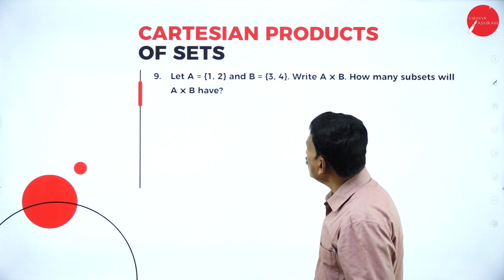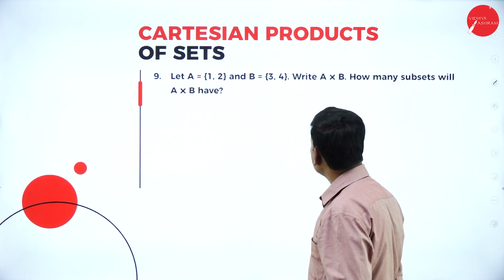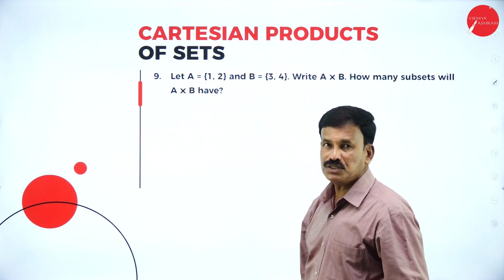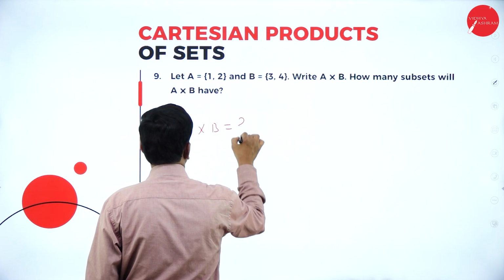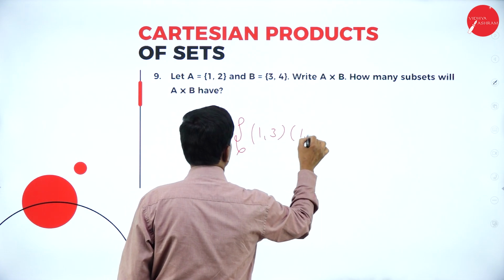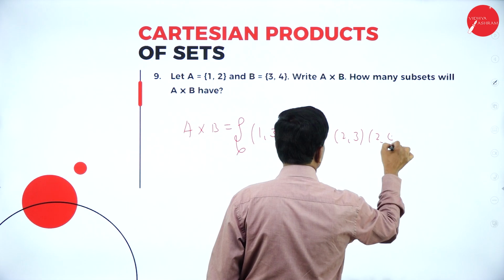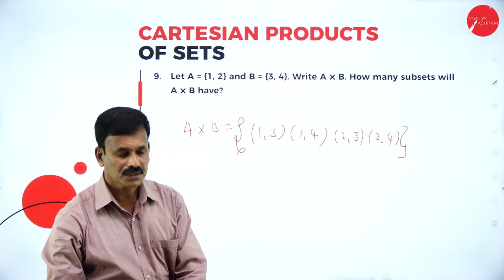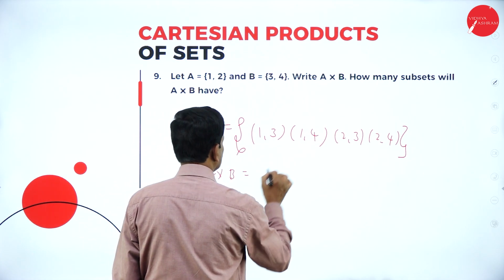Now same type of problem. If A is equal to {1, 2} and B is equal to {3, 4}, verify A × B. How many subsets will be from A to B? First find out A × B. A × B is nothing but (1, 3), (1, 4), then (2, 3) and (2, 4). This is the Cartesian product A × B.